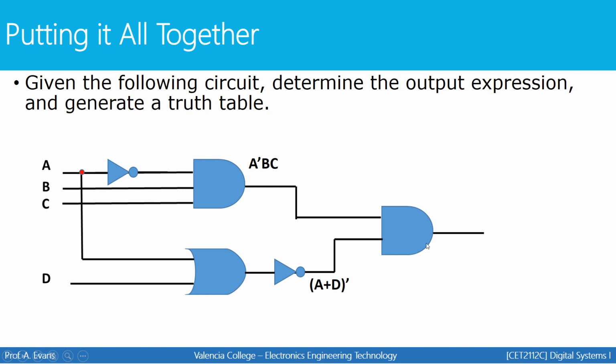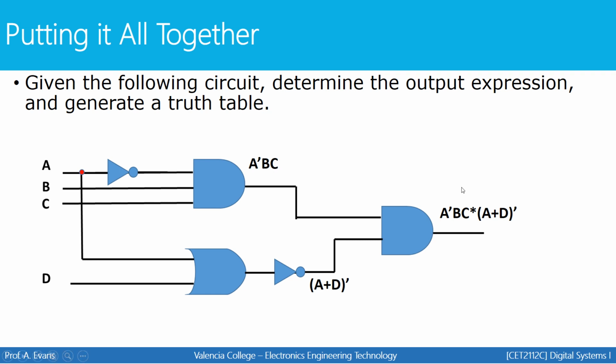So now if I look at the final AND gate, look at what's going in. A prime and B and C, and then A or D as a group inverted. Those are being ANDed together, so my final expression for the output would be this expression right here. That's, again, the output expression. So that's the first half of the problem. Determine the output expression. It's right here.